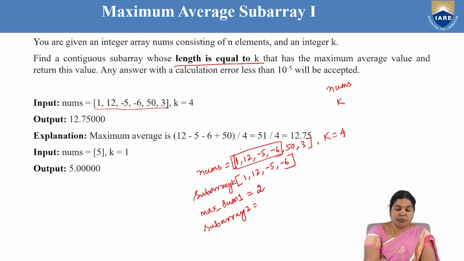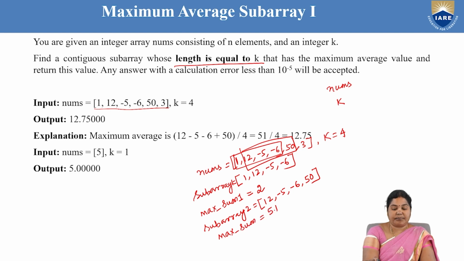Similarly, next check. What is subarray 2? You have to slide the window by one step. So my subarray will be 12, minus 5, minus 6 and 50. So here what is the answer? 12 minus 11 is 1, 1 plus 50, 51. So the sum here is 51.